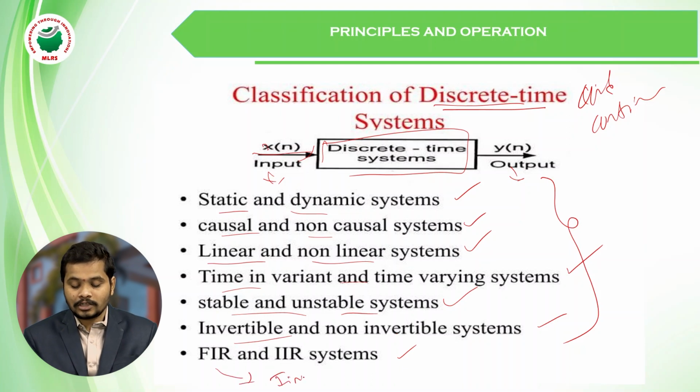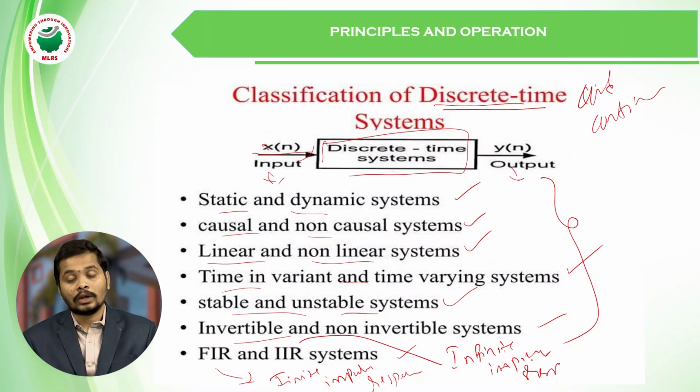Finite impulse response and infinite impulse response. Like that you have. Okay. This classification will be seen in the next class, and we will see the different types of systems and what the uses of those systems are. And thank you.